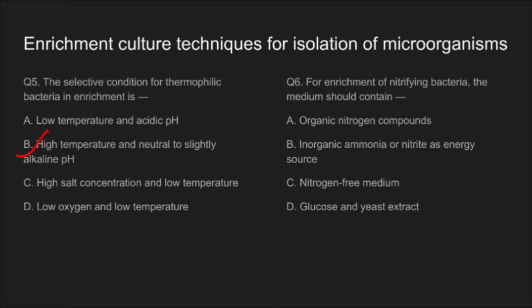Now we have question 6. For enrichment of nitrifying bacteria, the media should contain A. Organic nitrogen compound, B. Inorganic ammonia or nitrate as energy source, C. Nitrogen free medium, and D. Glucose and yeast extract. So the correct answer for this question is option B. That is inorganic ammonia or nitrate as energy source. So here the nitrifiers are chemolithoautotrophs. So they use ammonia or nitrate as energy sources and carbon dioxide as carbon source.